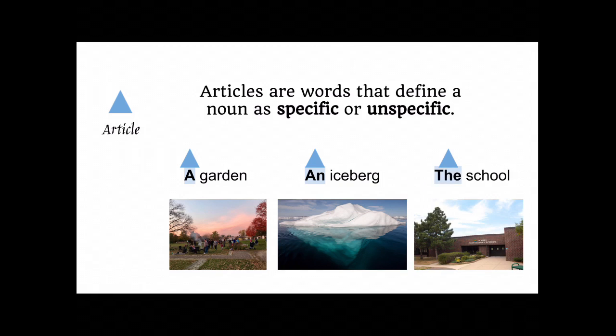Another article is the. The is specific. The school. Which school? The school. In this case, which school? J.J. Hill Montessori, not just a school. So an article can be specific or unspecific. Importantly, it's a small blue triangle when we're symbolizing it. You would use that symbol.